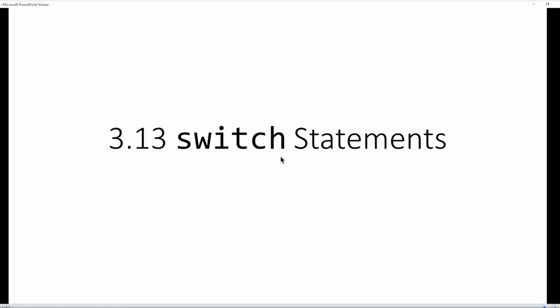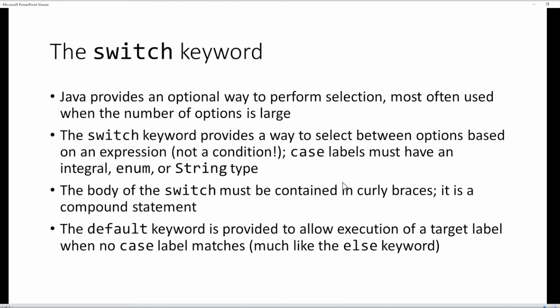In this section, we're going to discuss the switch statement. Java provides another way to do selection, often used when the number of options in the list is large. They must all have the same type, which has to be an integer type, an enum, or a string type. This makes the switch statement more limited than our selection statements using if and else.